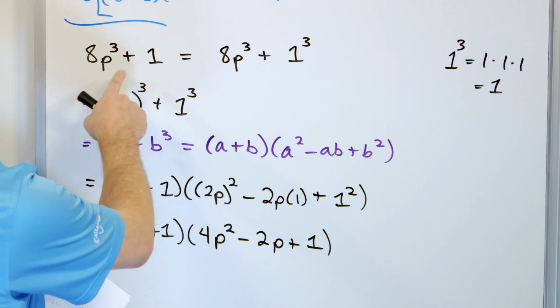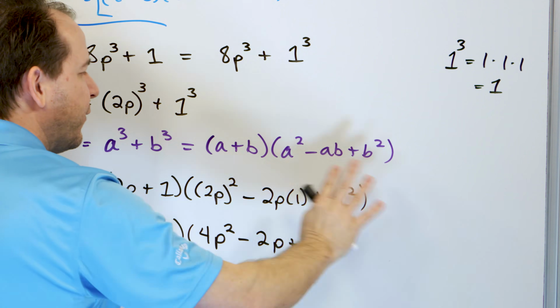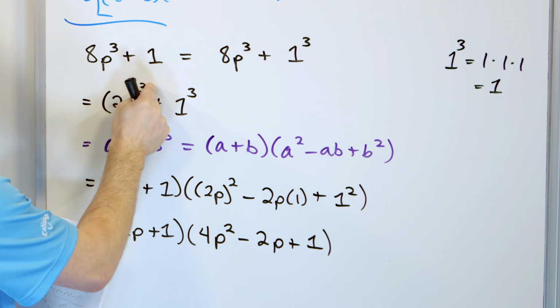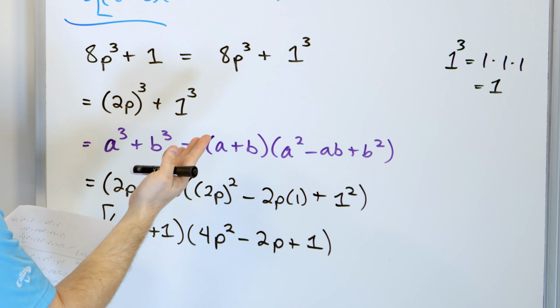If this number in the problem, for instance, instead of 8, was 7, then I would never be able to do this problem, because it only works that I can write this thing as 2p cubed. But if this were 7, I would not be able to do that. I would not, because 7's not a perfect cube, right?